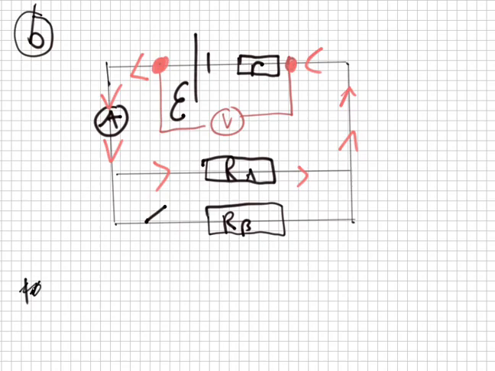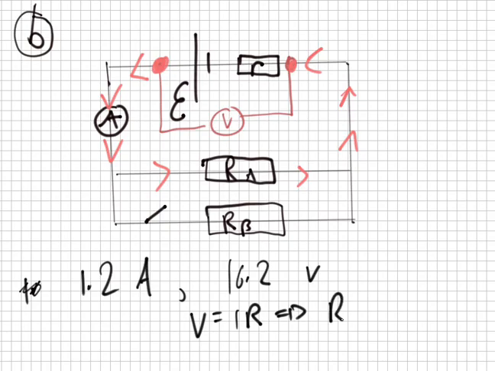16.2. Yeah, the current is 1.2, and then the reading on the voltmeter is 16.2. And the first question, kind of easy peasy, what's the resistance here? So what formula do we have there? Yeah, V equals IR. So we get R equals V over I. So that'd be 16.2 over 1.2. So that's for 2 marks, which is good.